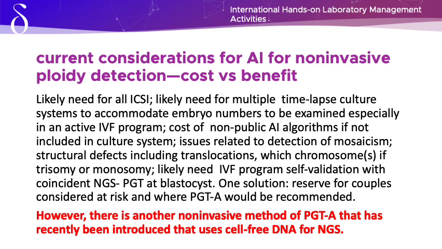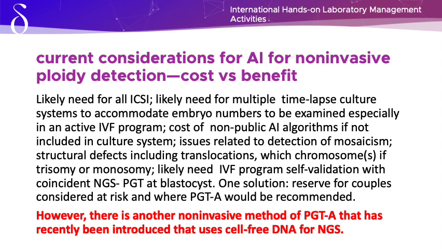So you have ICSI, you need probably multiple time-lapse culture systems to accommodate embryo numbers to be examined, especially in very active IVF programs. And you have the cost of non-public AI algorithms if not included in the culture system itself. So where do you get these algorithms from? Some may be sold and some may be freely available in the public domain, as in the two papers, by the way, that I just previously referenced. Those are publicly available, what they use, and can be used by you if you want to so use them.